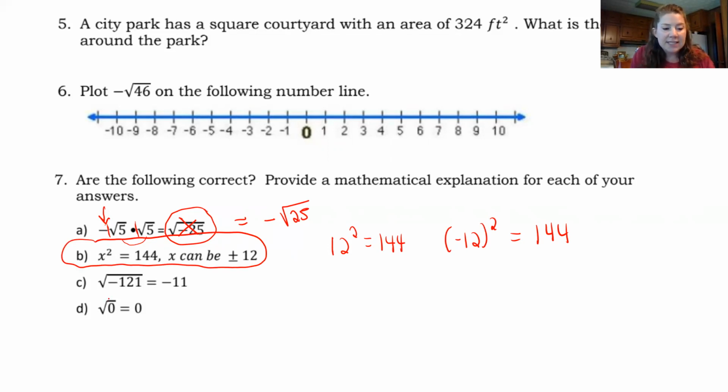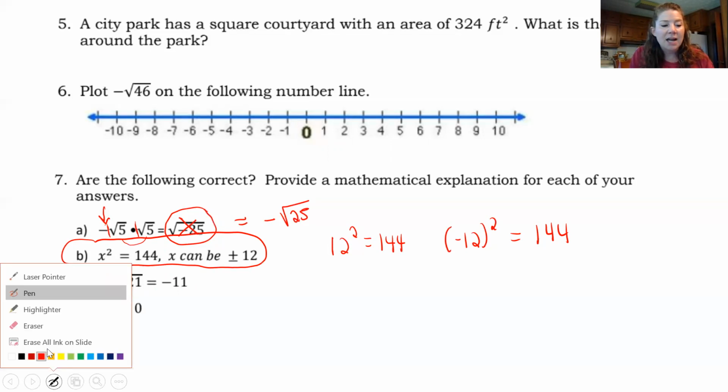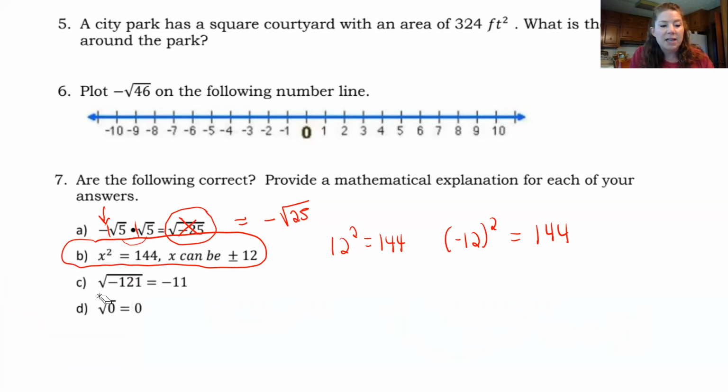All right, what about letter C? The square root of -121 is -11. No, you cannot have a square root with a negative under the radical. You cannot. If it had a little 3 right there, that would have been a good answer, but not a square root. So this is not true.